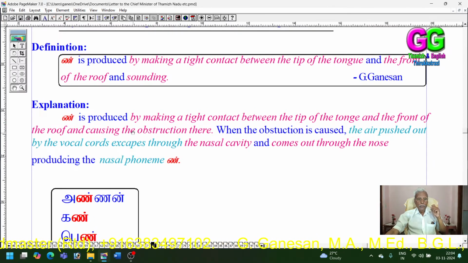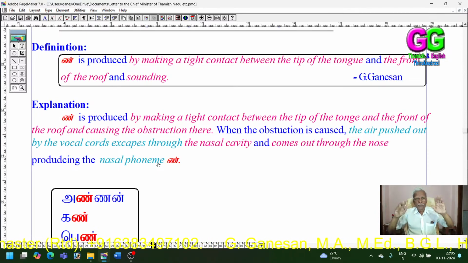Explanation. ன is produced by making a tight contact between the tip of the tongue and the front of the roof and causing the obstruction there. When the obstruction is caused, the air pushed out by the vocal cords escapes through the nasal cavity and comes out through the nose, producing the nasal phoneme. This is the scientific way of the production of this nasal phoneme ன.